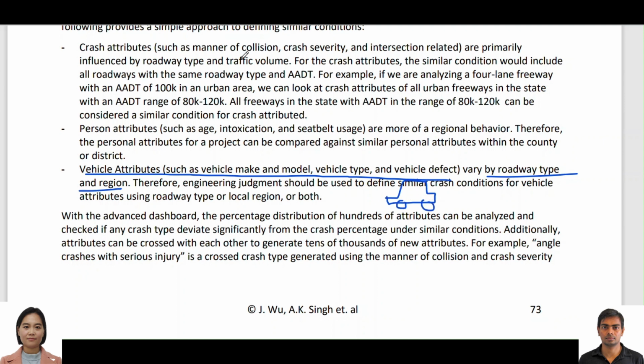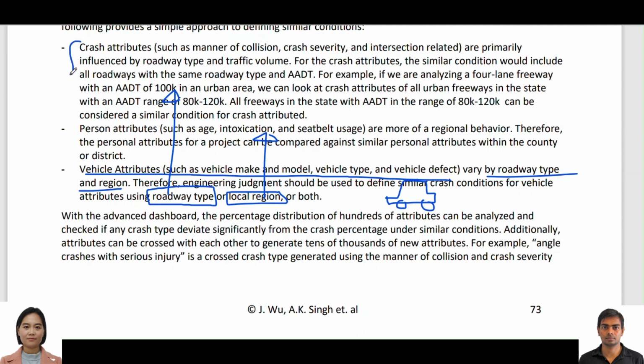So when we are trying to compare the heavy vehicle crashes for one project, we might look at similar roadway type, or we might look at the heavy vehicle crashes within the region, or we might look at heavy vehicle crashes within the region but for the similar roadway. So engineering judgment should be used to define the similar crash conditions for vehicle attribute using roadway type, which we use for the crash attributes typically, and local region, which we typically use for persons attribute, or both of them.